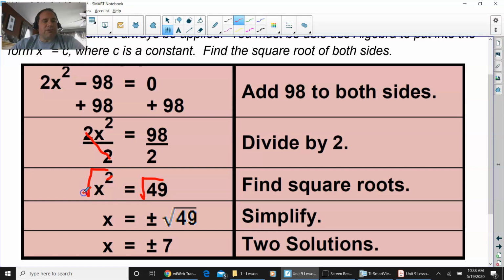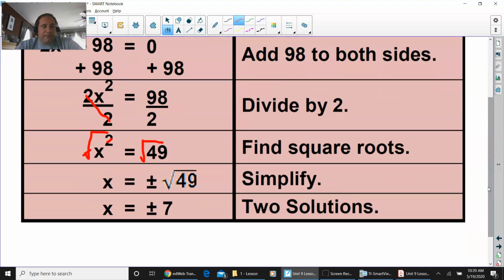And when you square root both sides, there could be two answers. There's a positive 7 times a positive 7 that equals 49. And there's also a negative 7 times a negative 7 that equals 49. We don't talk about it much, but remember there's two answers to every square root. So if there's square root of 36, it could be 6 times 6, or it could be negative 6 times negative 6. So this one right here, it has x equals positive or negative square root of 49, and it's positive or negative 7. Two solutions, two roots.